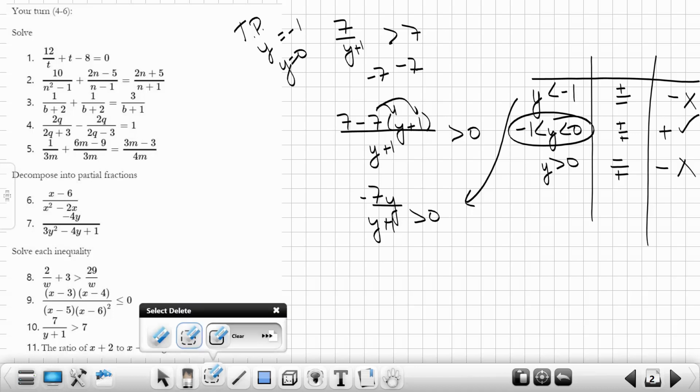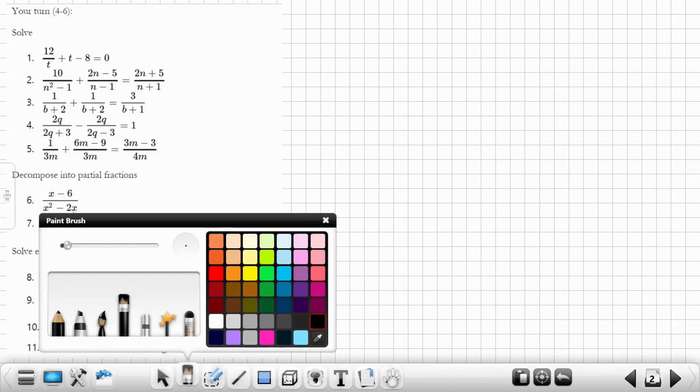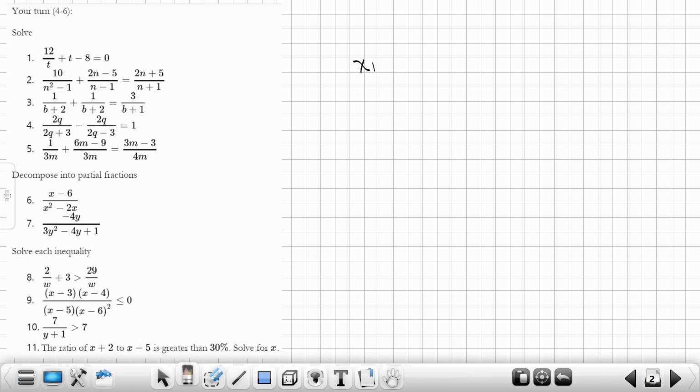11. The ratio of x plus 2 to x minus 5 is greater than 30%. Just remember that we're dealing with the percentages, so I'm not going to put it in decimal form. I'll just remember that I'm in percentages. So going to subtract 30.